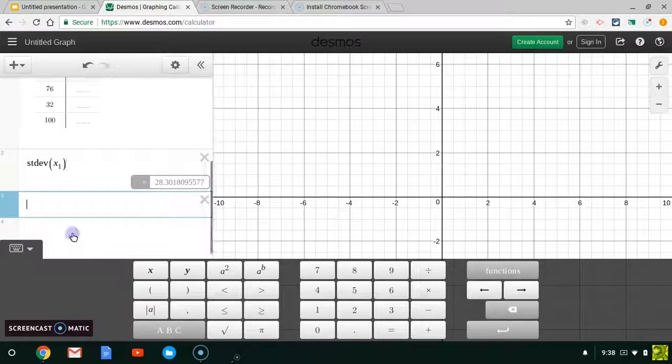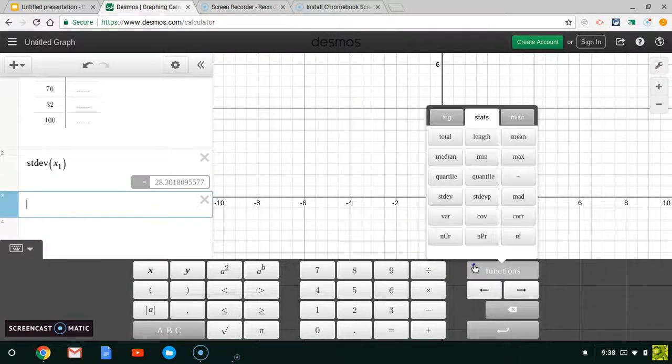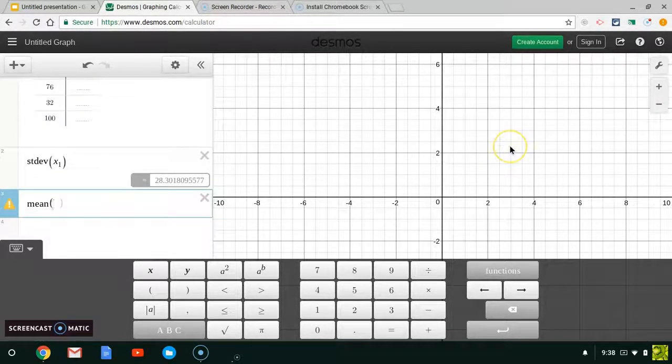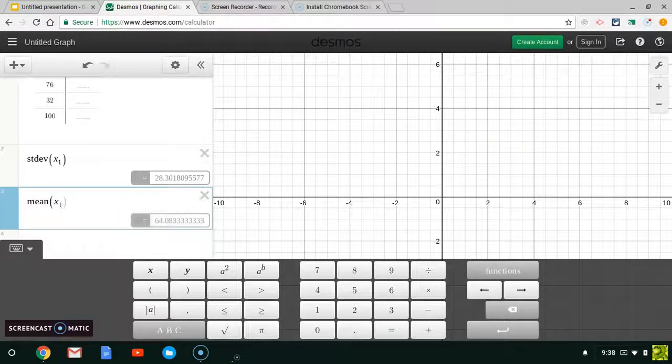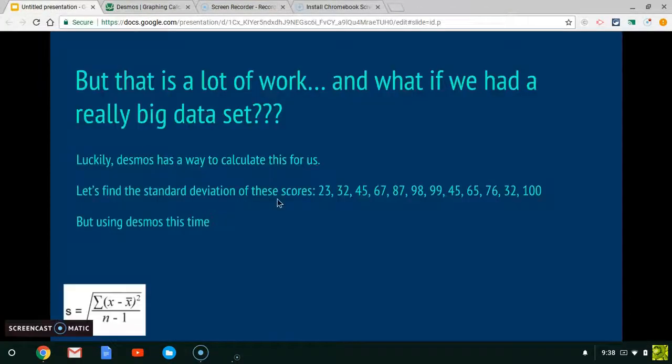And Desmos can tell us a lot of things. If we click on functions again, it can tell us the mean, the median, the minimum, the maximum, the quartiles, all those kinds of things for our data set. So I'm going to also just go ahead and find the mean here of X1. And oh, look at that. My mean is 64.08. Awesome. That was so much easier. Okay, so I'm going to jump back to our presentation here.